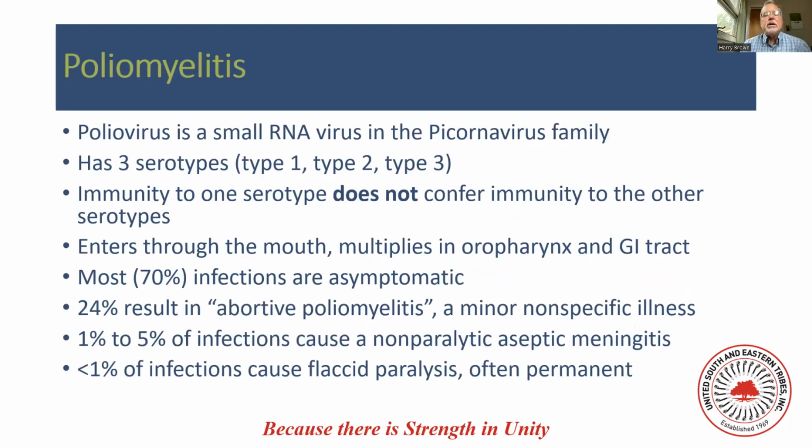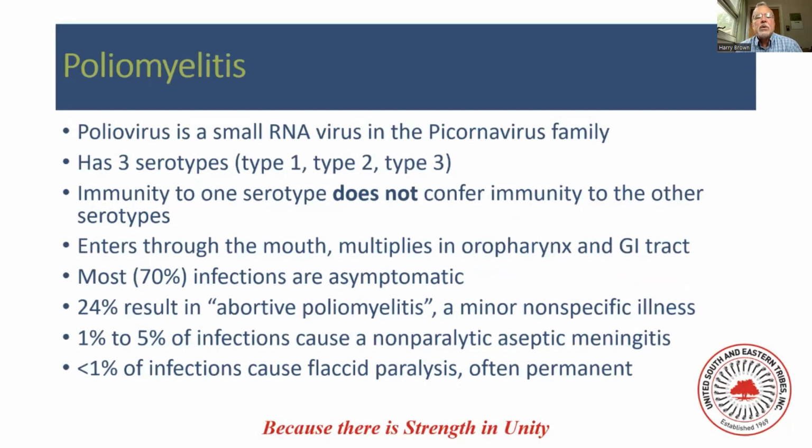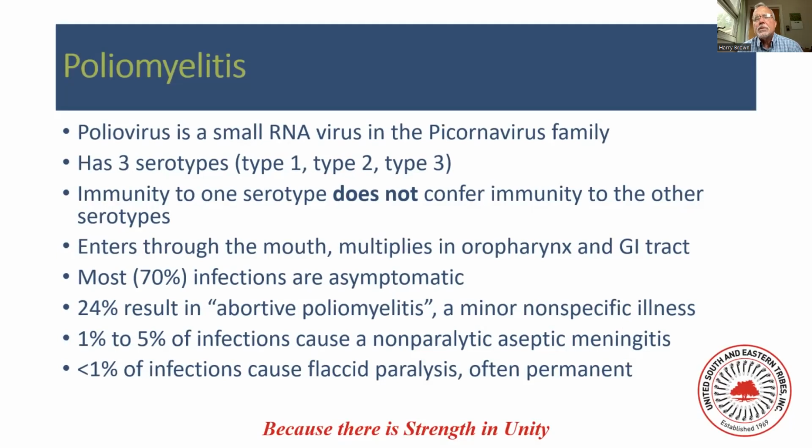So what about polio? This is a small RNA virus. It has 3 different serotypes. And unfortunately, if you're immune to one serotype, it doesn't make you immune to the other 2. So you have to get vaccinated for all 3 serotypes. Now, actually, type 1 and type 2 have been eradicated in the wild. They no longer exist in the world. I'm sorry, type 2 and 3 have been eradicated. So type 1 is the only serotype left in the world and it's only in 2 countries, Afghanistan and Pakistan.